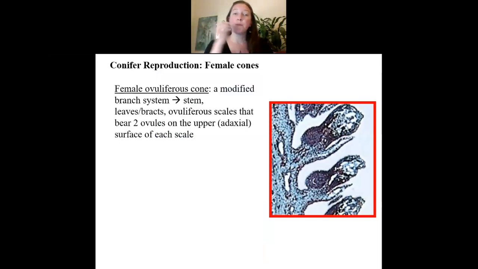So, to just keep it organized, in the cycads, the ovules were on leaves that were either in a fertile crown or in a strobilus. In ginkgo, the ovules were paired on a stalk. Now the ovules are part of a cone. And so basically, I think I highlight the different parts here. Do I? Yes, I do.